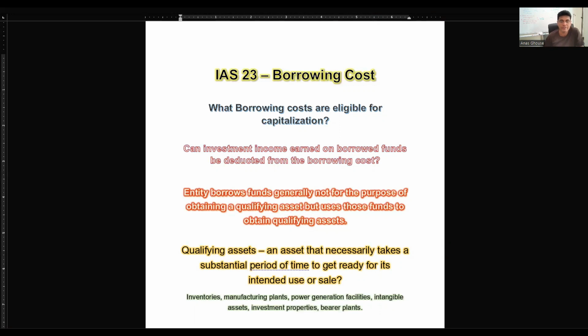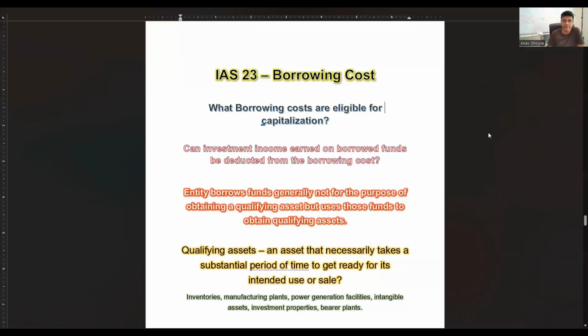In today's session, I'm going to discuss IAS 23 Borrowing Costs. Under this, I'll be discussing some of the main points in relation to borrowing costs. Let's look at what borrowing costs are eligible for capitalization. What sort of borrowing costs can you capitalize when it comes to IAS 23? Under this, there are two main points. I'll be discussing two major things.